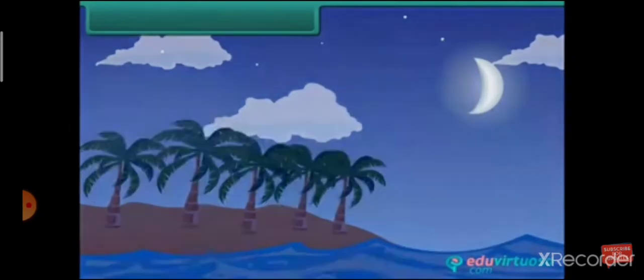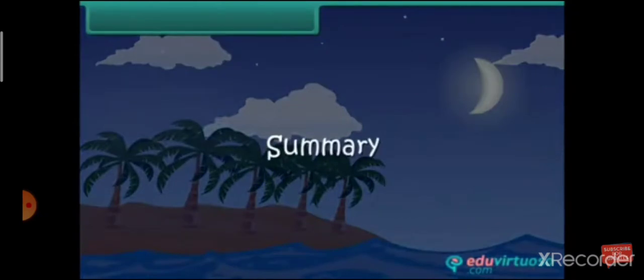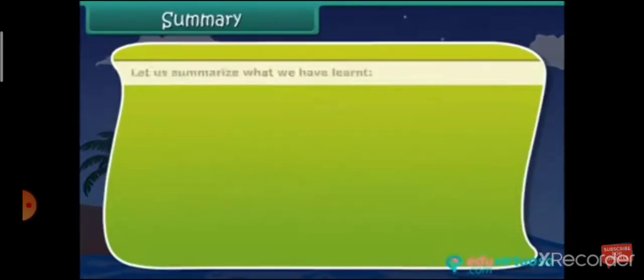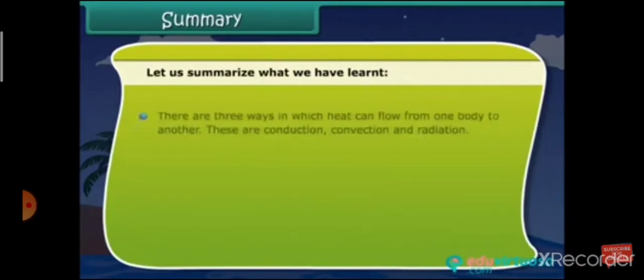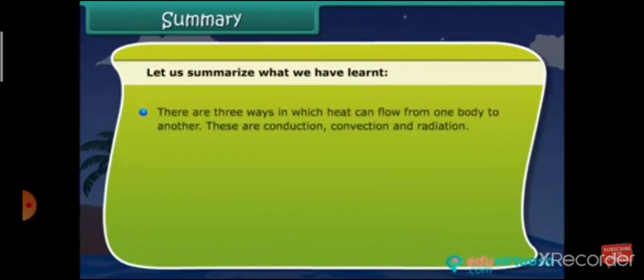Summary. Let us summarize what we have learned. There are three ways in which heat can flow from one body to another. These are conduction, convection and radiation. In solids, generally the heat is transferred by conduction. In liquids and gases, the heat is transferred by convection. No medium is required for transfer of heat by radiation.